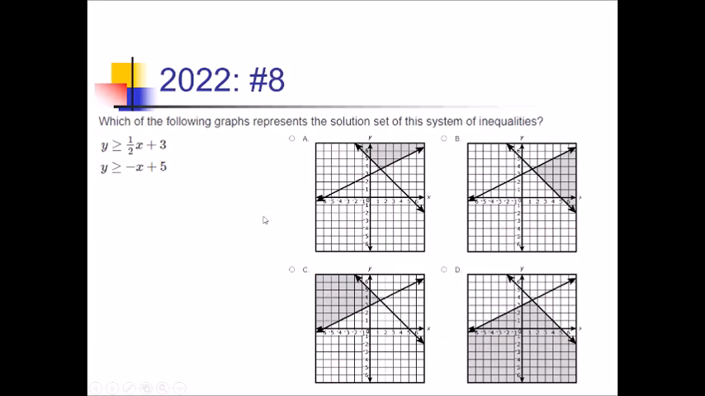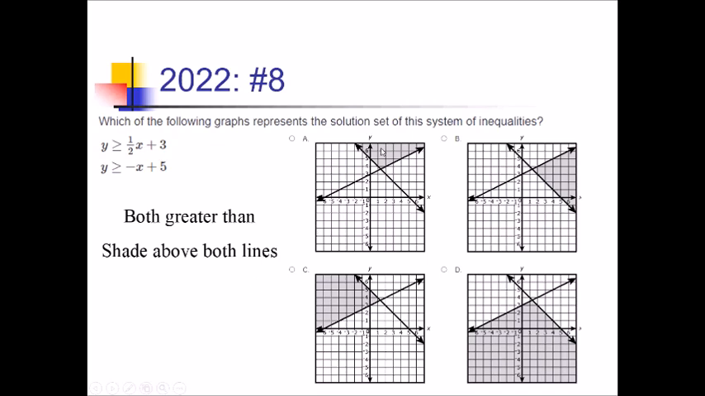On this problem, we have a system of inequalities that we're supposed to graph. Now, the good news is they've actually given us this in multiple choice form. So let's see if we can narrow this down by looking at the direction of these inequalities. These are both y greater than, which means that we're going to be shading above whatever line we choose to draw.